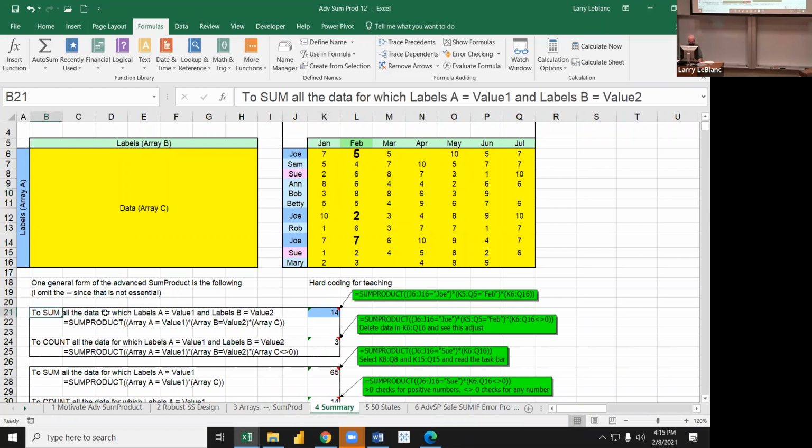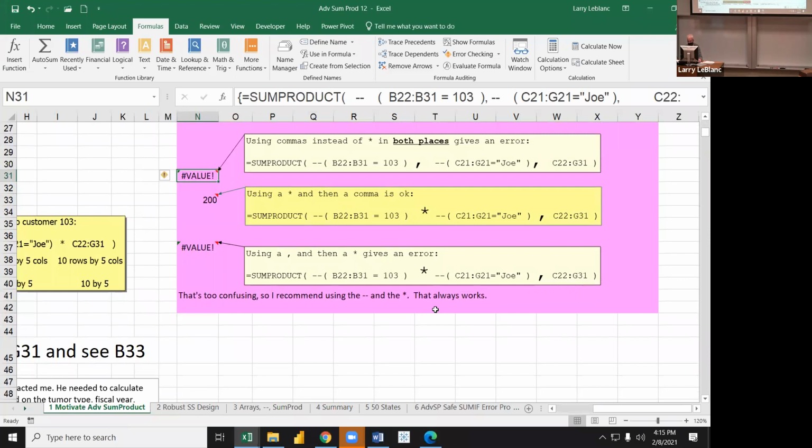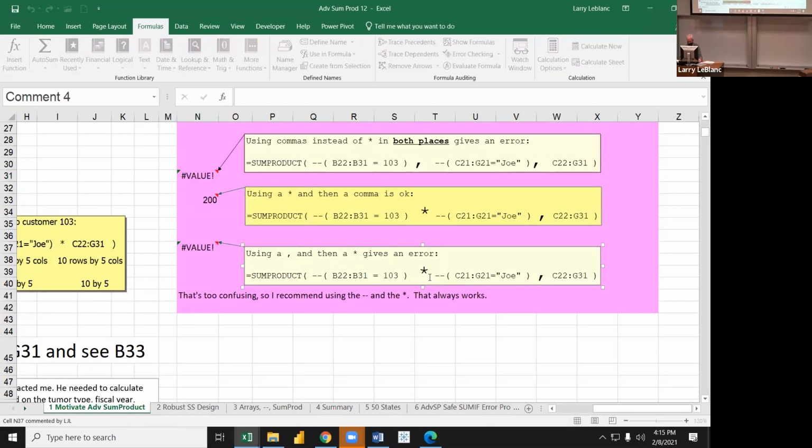You don't need it. But you need it in this case. In that case, if you don't know what I'm talking about, go back to sheet 1, motivate, where you can put, you can't leave out both stars, but you can leave out 1 star. You have to, oh my. I see a typo, but I haven't sent it to you yet.